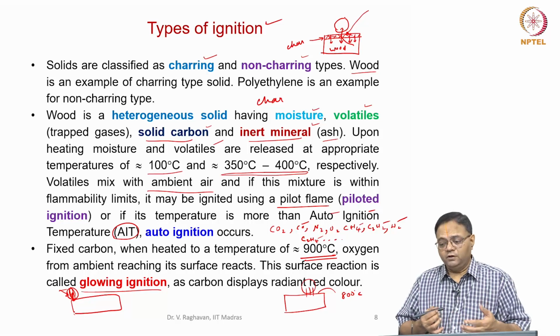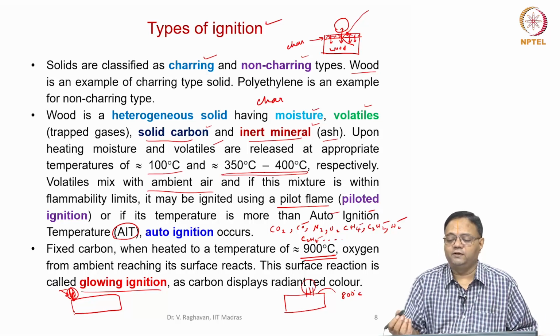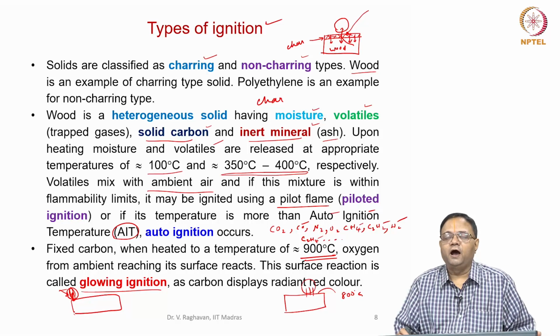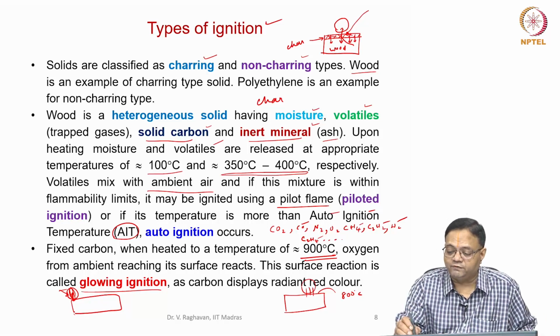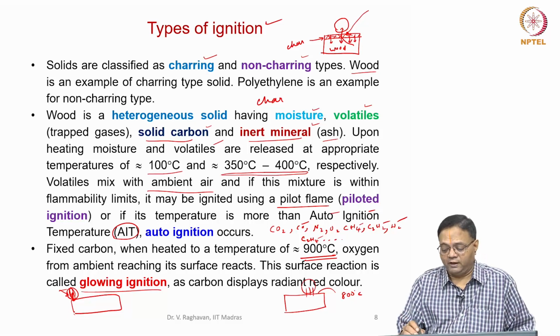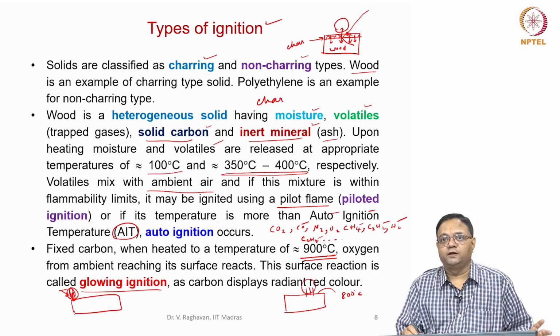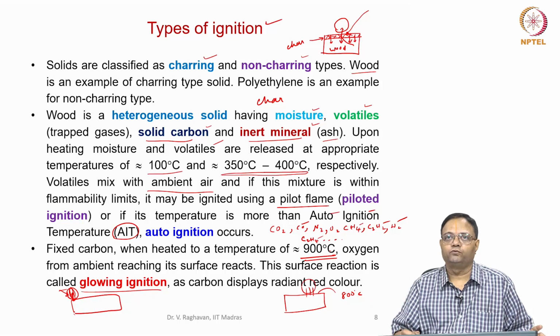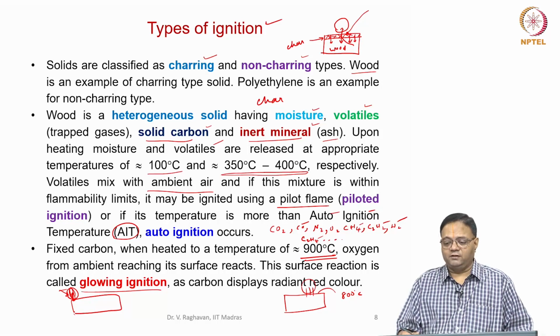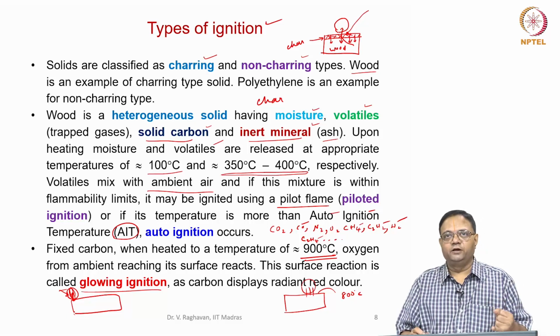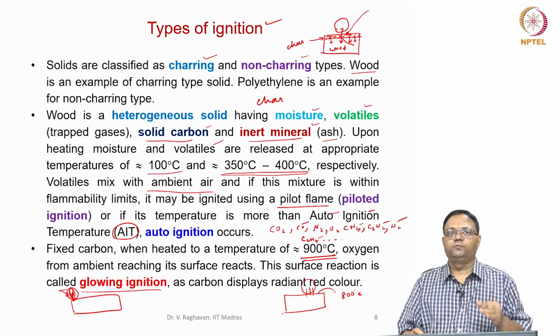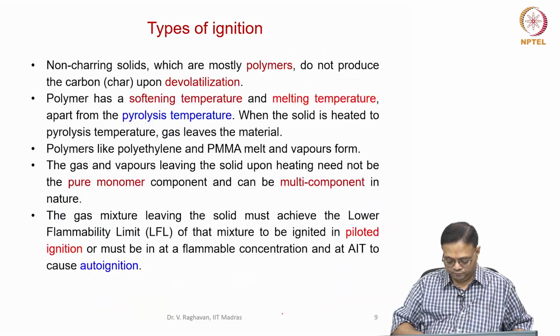So, in this case you can see that there is no limit for the temperature of the solid surface, and the solid can be heated up to higher temperatures also. In fact, when the surface reaction takes place, the temperature can increase beyond 900 degrees, it may go to 1100 degrees also. So, in these cases the volatiles which are coming out can auto ignite. So, pilot ignition and auto ignition are possible in the charring type of fuel.